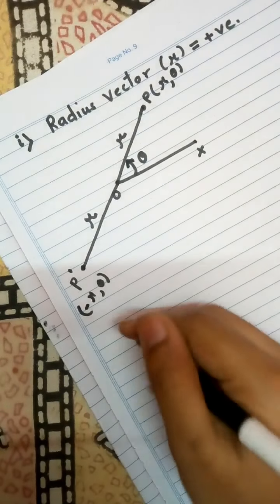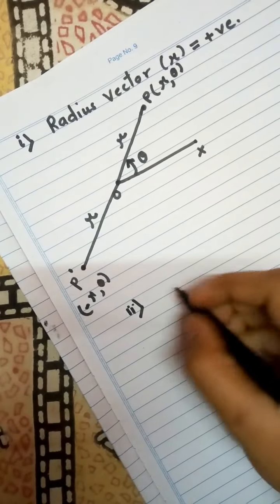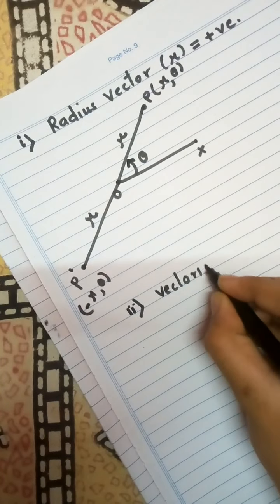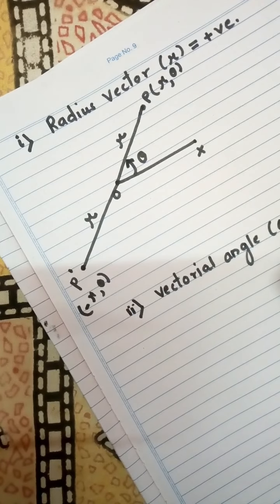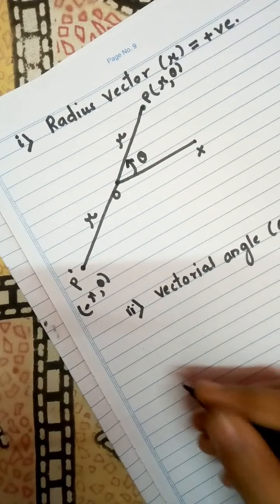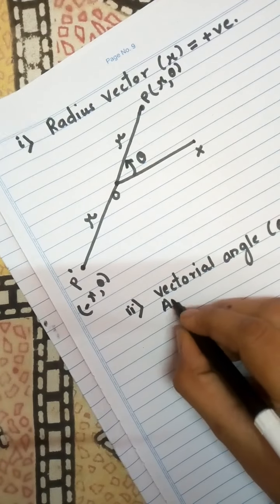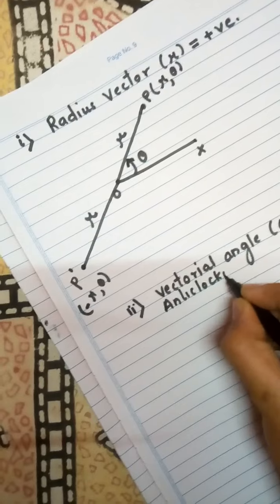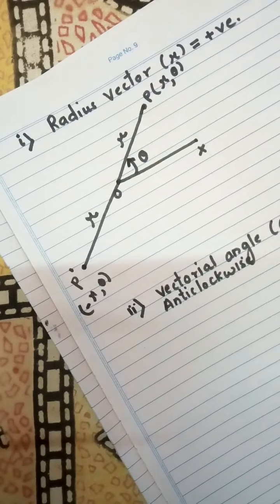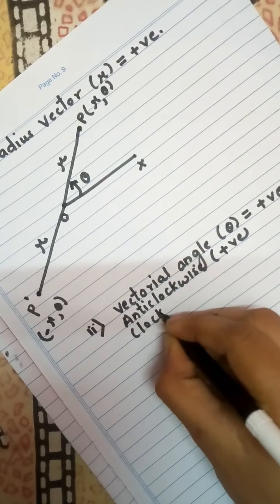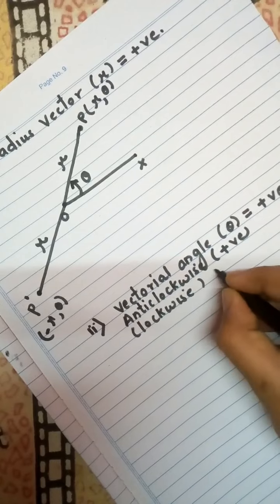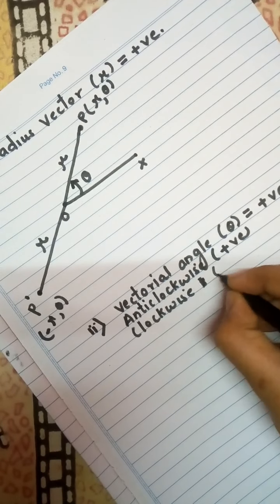The second one is when to take the vectorial angle theta as positive. If your angle theta is in the anti-clockwise direction, then you have to take it as positive, and if it is in the clockwise direction, then you have to take it as negative.